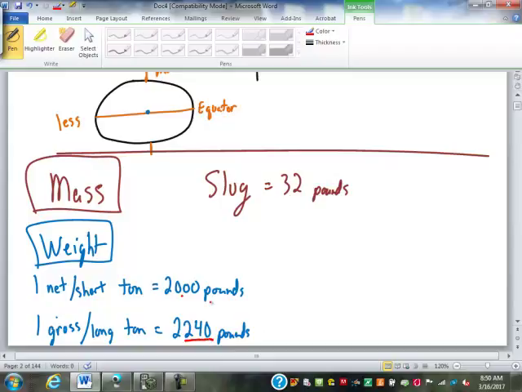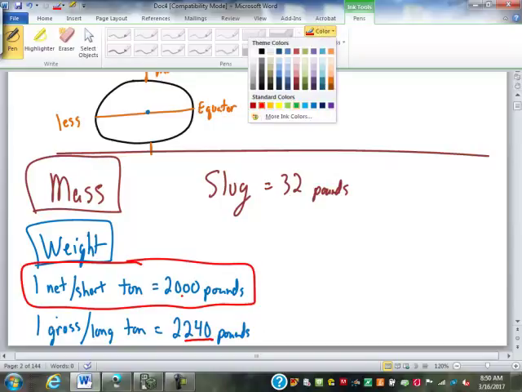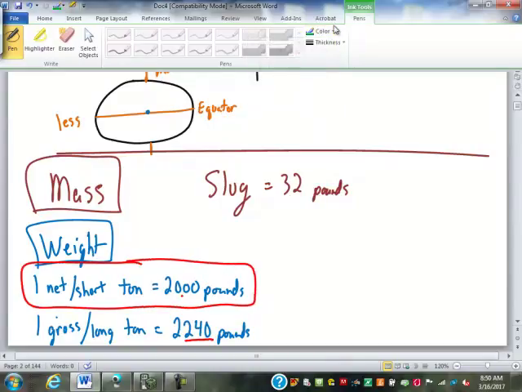So you think of it like your paycheck. You work 40 hours at $20 an hour. It's $800. That's your gross, but you don't actually get that much because they take out taxes and other stuff. So the net is what you actually get. The gross is the whole amount. 99.9999% of the time when you hear the word ton, they're talking about 2,000 pounds. I just wanted you to be aware that there is a gross ton out there, or a long ton.